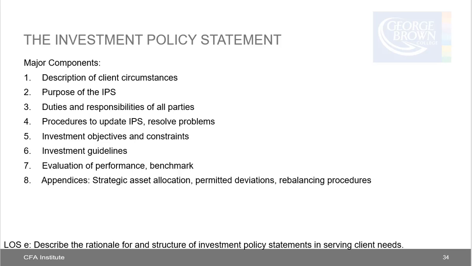Although the standard form of an IPS covers objectives and constraints, many investors, especially institutions, will also include procedural and governance issues. So that's a big difference between an IPS for an institution versus one for an individual. An IPS for an institution will also include procedural and governance issues. Okay? The IPS may set out the role of an investment committee, its structure, and its authority. It may also set out the roles of the investment managers, the basis on which they'll be appointed, and the criteria on which they will be reviewed.